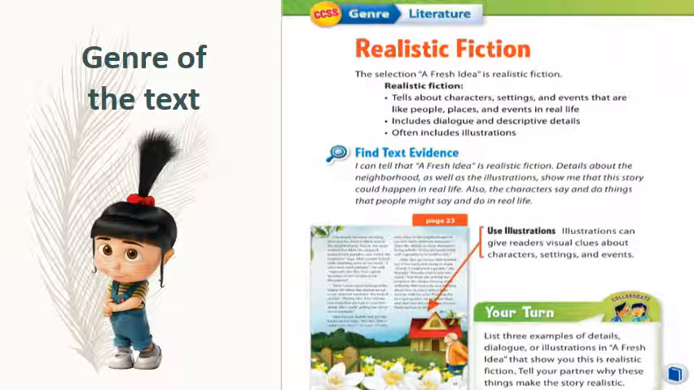And the genre, the most used genre till now is realistic fiction. How can we tell that a story or a text in front of us is a realistic fiction story? If it's a made up story and it tells about characters, setting, and events that are like people, places, and events in real life. In other words, it's a made up story, it is not real, but its characters, setting, and events could happen in real life. It includes dialogue and descriptive details, and often includes illustrations.